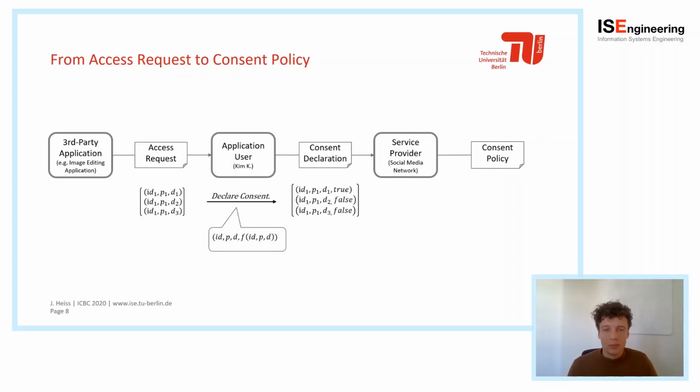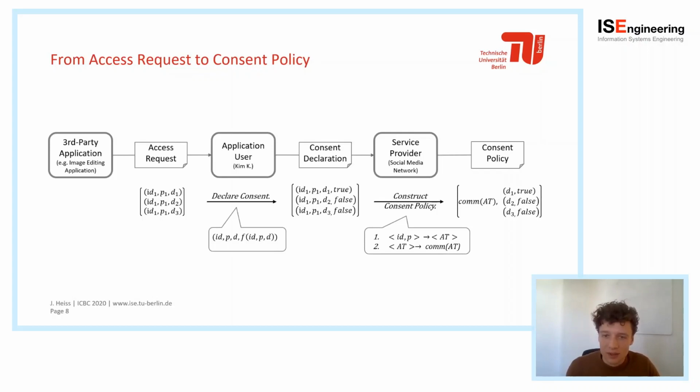And a central role here plays the access token that is issued by the service provider. The access token implicitly represents the identity and the purpose of processing. So what the service provider does first, it replaces the identity and the purpose with a generated access token. And then, since we cannot reveal the access token to anyone else but the third-party application and the application user, the service provider generates a commitment to the access token, which is then appended to the consent policies.